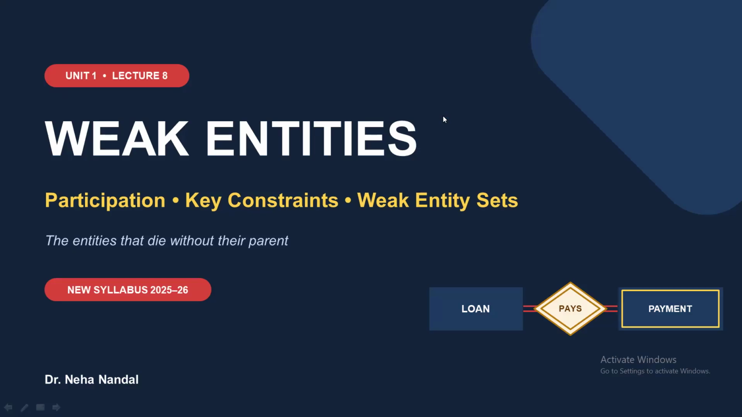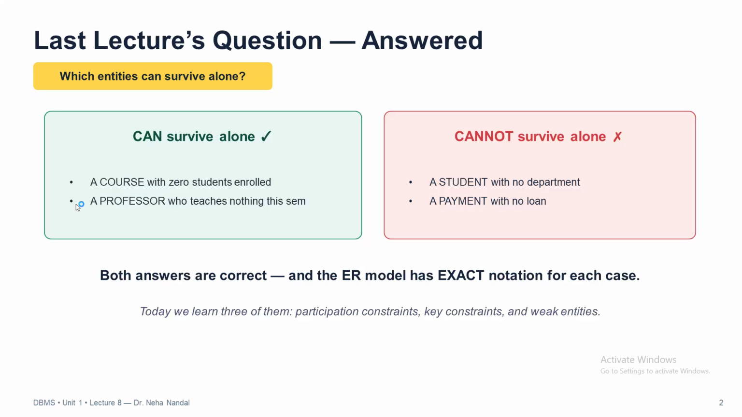Okay, so today's topic is weak entities. I'll start with the last question that I gave you, which we'll discuss first. I asked you a question in our last video: which entities in a college can survive alone? That means, which entities cannot survive without a parent entity?